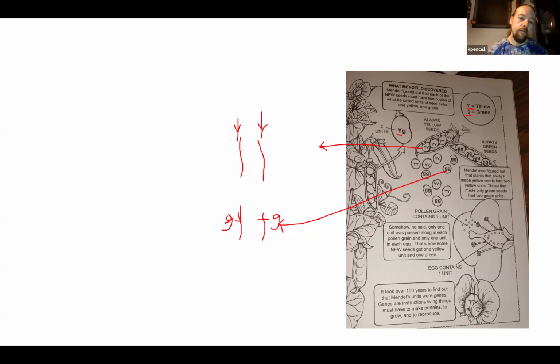So with this cross, if one parent is always YY, that means every offspring created is going to have one copy of the Y. So if this was to come down here and combine with one of these, bring that over here, this individual is going to be YG. And then if that chromosome comes down here and this chromosome comes over here, that individual is also going to be YG.